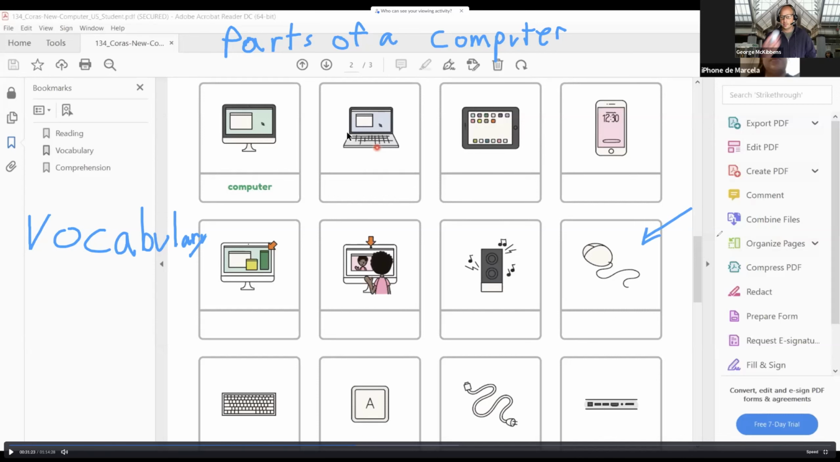All right. Who remembers this word? What is that, this thing in my hand? Mouse. Yes. So we got the mouse. Who remembers this word? Speaker. Beautiful. A speaker. Who knows this word? What was that? Screen. Camera. A camera. Yes, the camera, because that's right there.